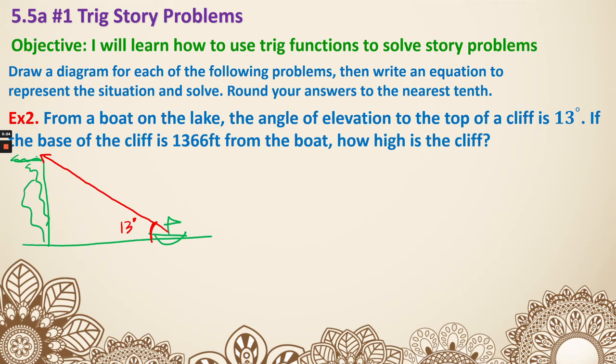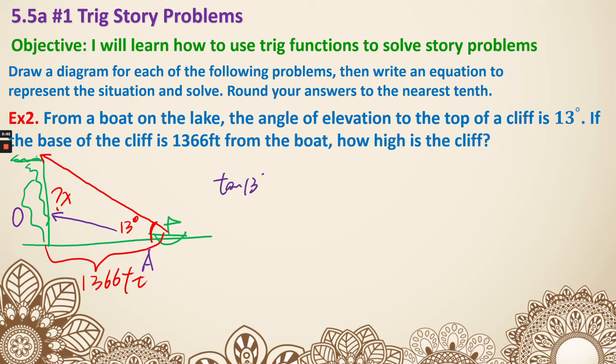If the base of the cliff is 1,366 feet from the boat, so it's saying this part is 1,366 feet. How high is the cliff? And it's asking for this section. Let's call that x. In this case, that is facing that side, so clearly this is the opposite. And this time we don't know the hypotenuse, we actually know the adjacent. If we want to use opposite and adjacent, we've got to use tangent.